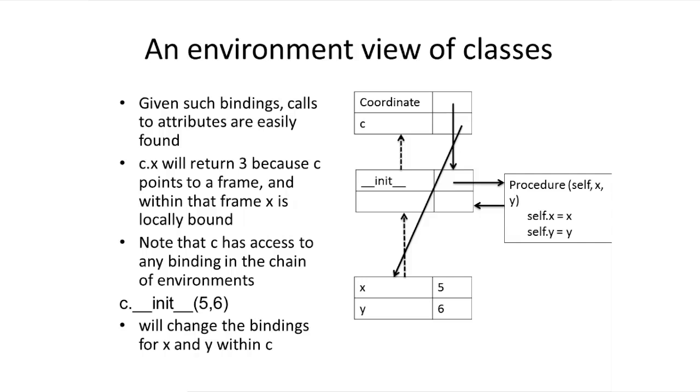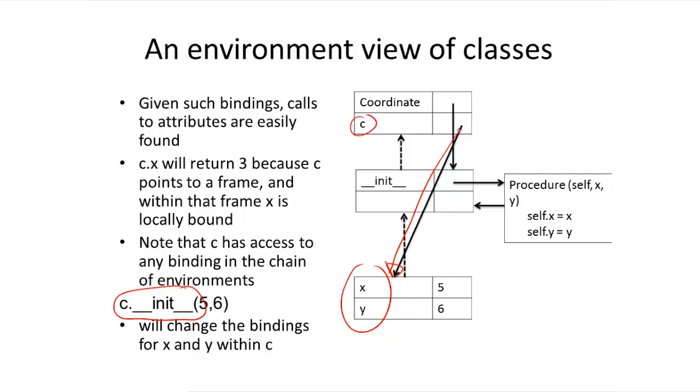There's some other things I can do with this. And just to give you a sense of that, C has access to any binding in the chain of environments. So C points to this instance down here. So it certainly knows about X and Y. But I could also, if I wanted to, be really funky. Let's apply C.init to some new arguments. Now this is actually breaking, in some sense, my boundaries, but I want you to see what would happen if I do that. So where's C?